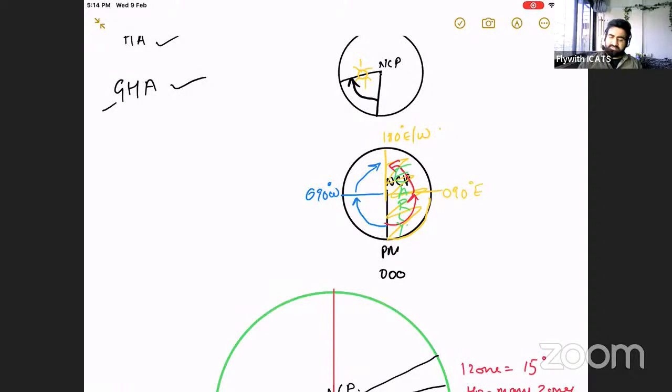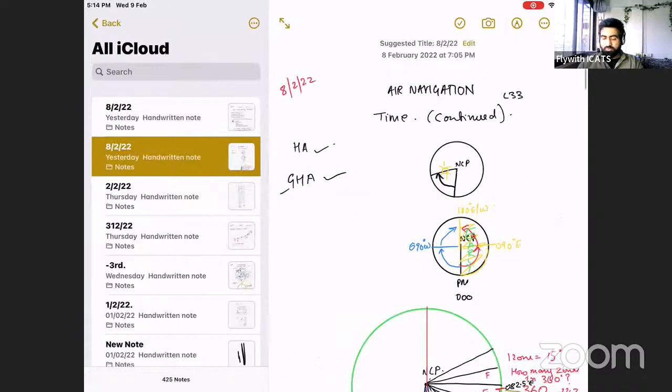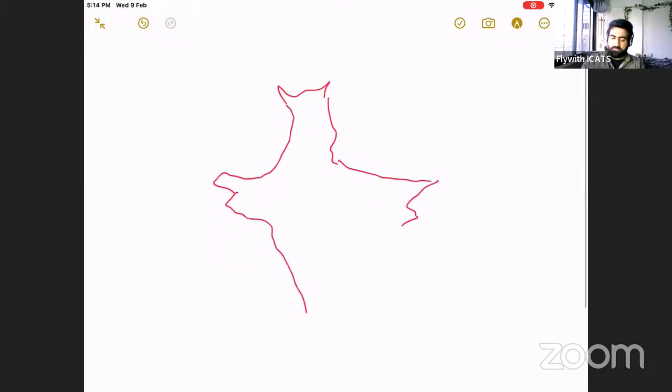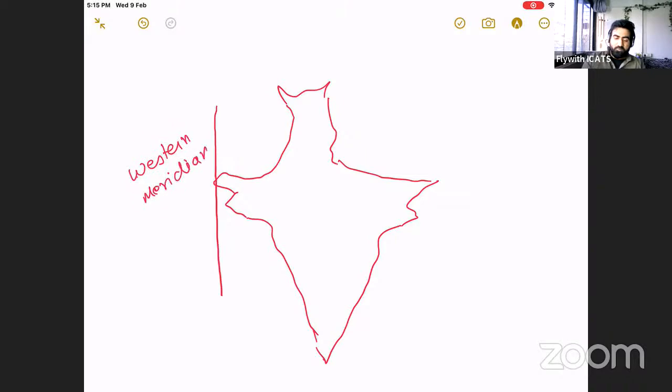Now, there is an interesting part which I would want you all to do, and that interesting part is this. So, if we consider India like this, I want you all to see if you could figure out the most eastern meridian and the most western meridian for earth, of India.